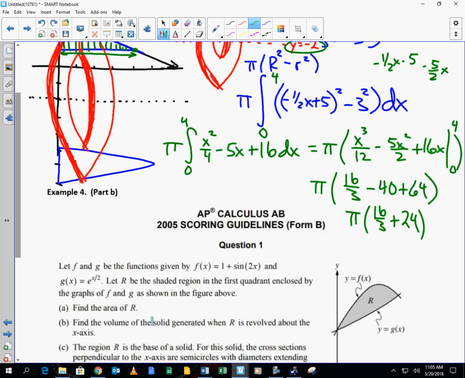Well, 24 is the same as 72 thirds, right? So 72 thirds and 16 thirds will be 88 thirds. So 88 pi over 3. There's the answer in all of its glory.